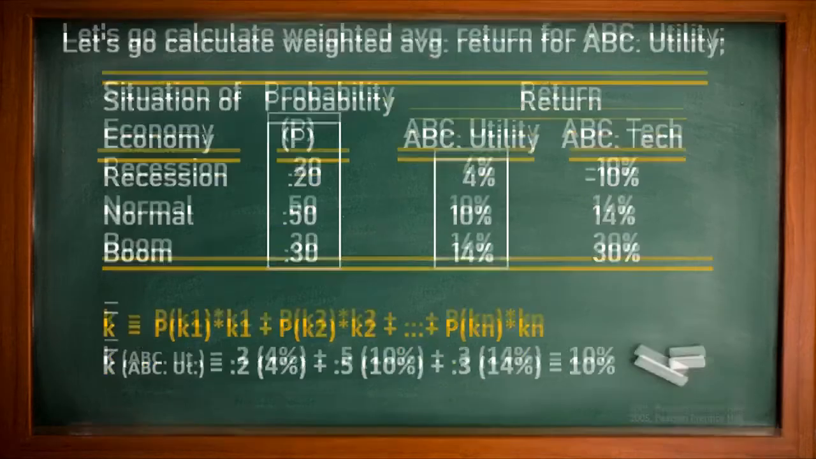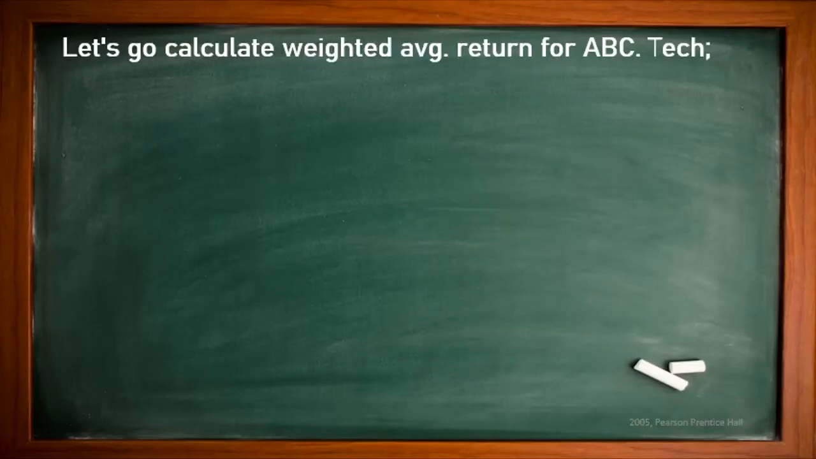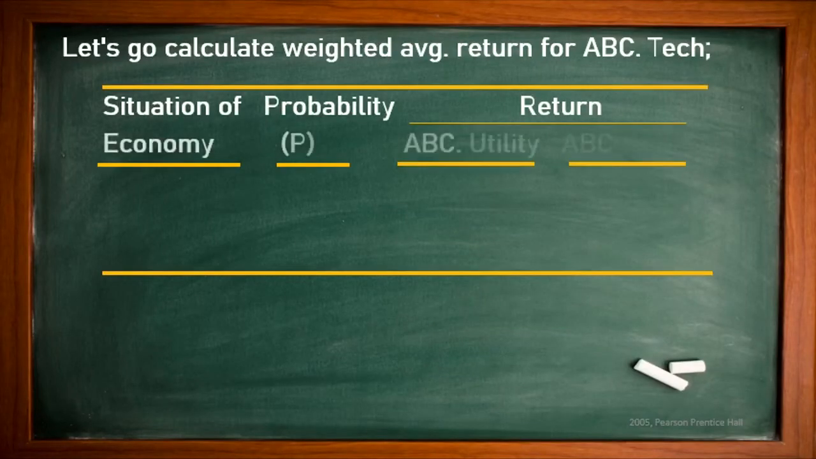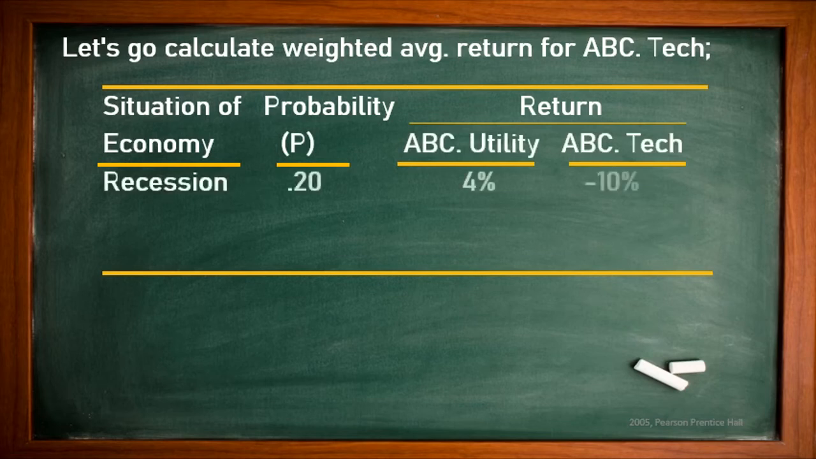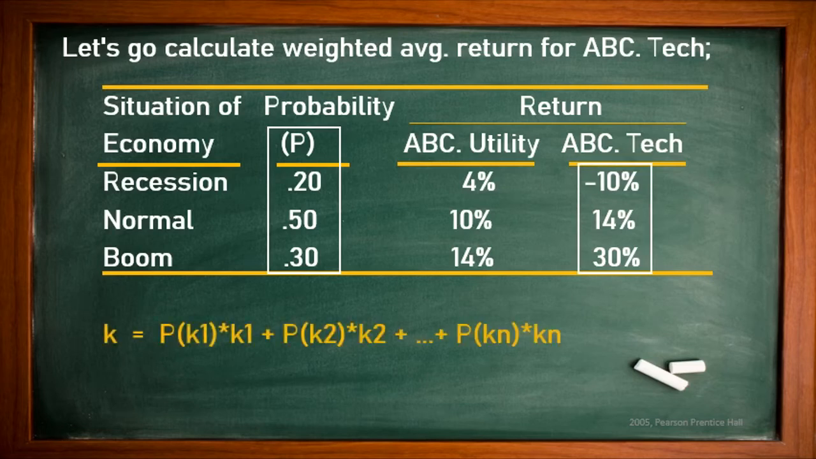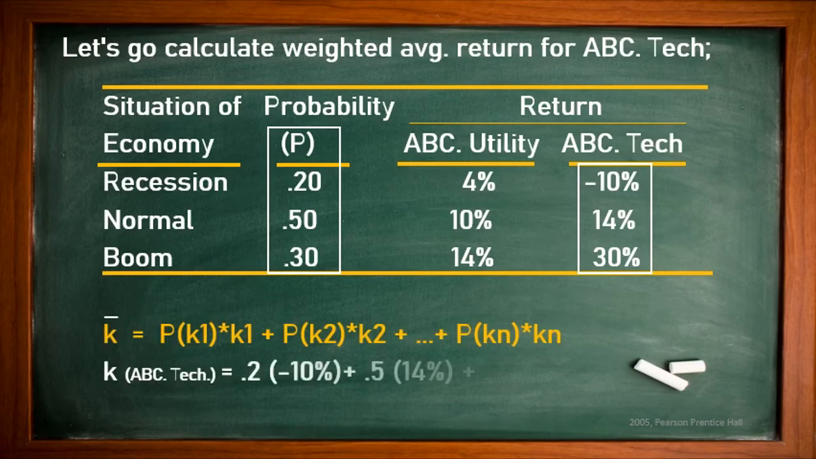Let us go with the technology based company. We'll draw the same table and keep the values here: economic situation, probability and returns. All 3 situations are there: recession, normal and boom. Now we go for the probability as well as the returns of the technology based company. Now we put these values in the given formula. Let us see what our total return is. So the total return here is 14%.